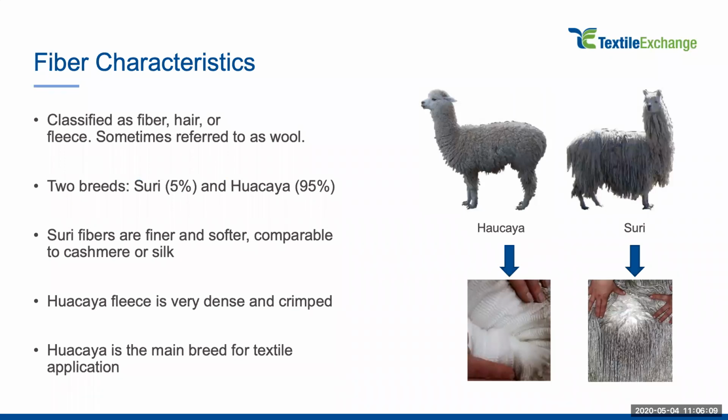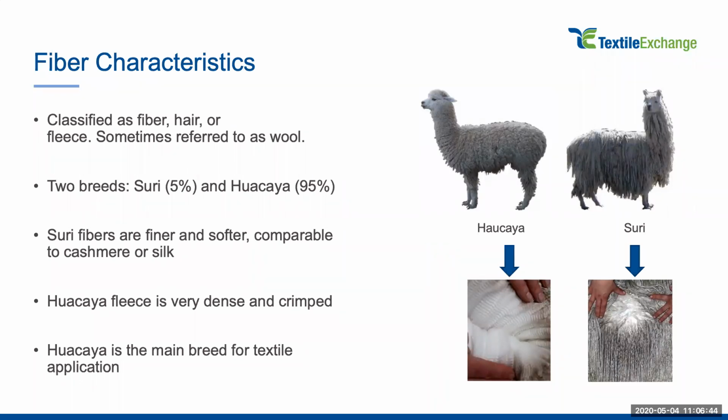So jumping right into the fiber characteristics, alpaca is technically classified as a fiber, hair, or fleece. It's sometimes referred to as wool, but for the sake of textile exchange classification, we'll be referring to it as a fiber or a hair. There are two breeds of alpaca. The Suri alpaca, which you see on the right-hand side, is about 5% of the population, and then the Huacaya alpaca is about 95% of the population. And you might recognize the image on the left as a more popular image when you think of alpaca.